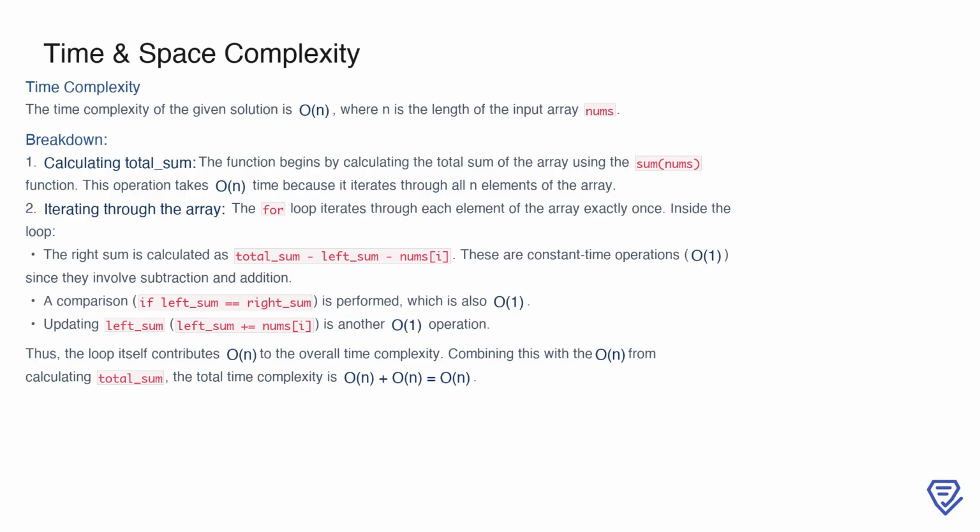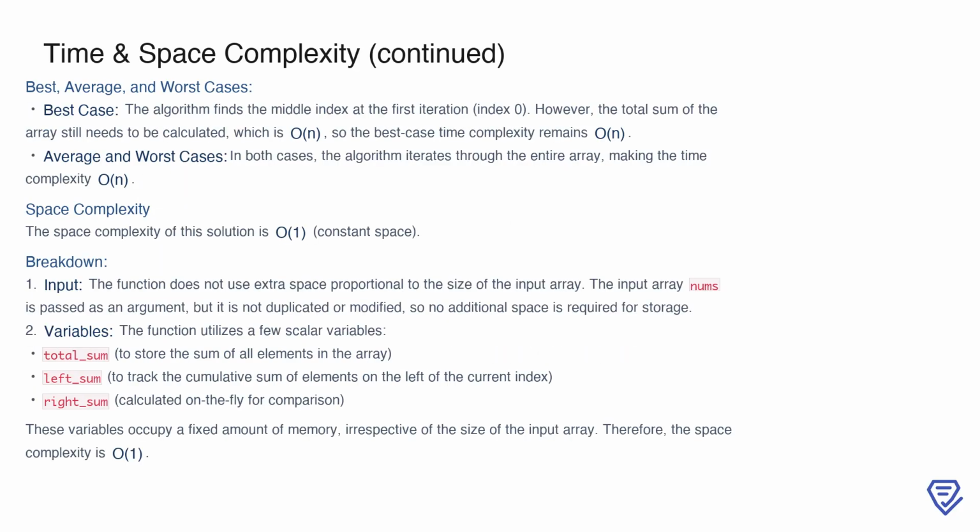Similarly, the comparison between the left sum and right sum is also O(1), as is updating the left sum by adding the current element. Since the loop runs once for each element, this contributes an additional O(n). Combining the O(n) from calculating the total sum and the O(n) for the loop gives us an overall time complexity of O(n). Now, let's analyze the best, average, and worst cases for this solution.